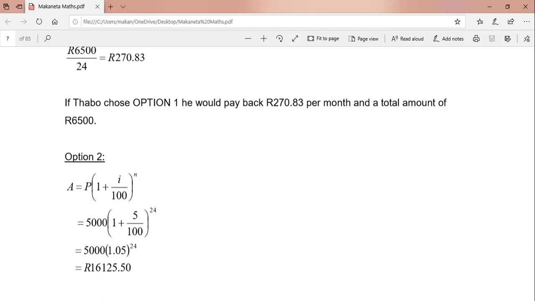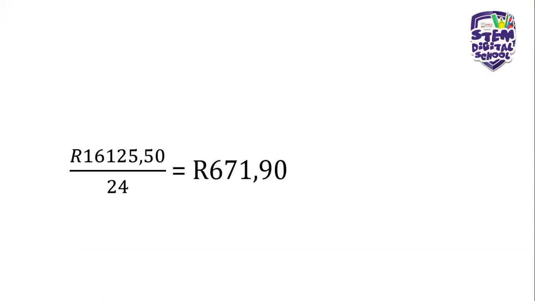16,125 rands and 50 cents divided by 24 months. Now, if you divide this amount by 24 months, you will get 671 rands and 90 cents. And this is option 2.